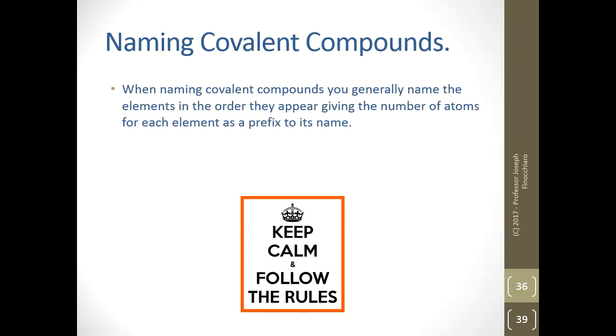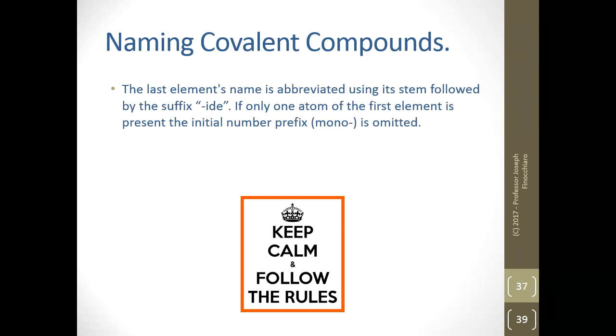When naming covalent compounds, you generally name the elements in the order they appear, giving the number of atoms for each element as a prefix to its name. So with covalent compounds, we have to give the number of atoms. The last element's name is abbreviated using its stem, followed by the suffix IDE. If only one atom of the first element is present, the initial prefix mono is omitted. It's understood to be 1.